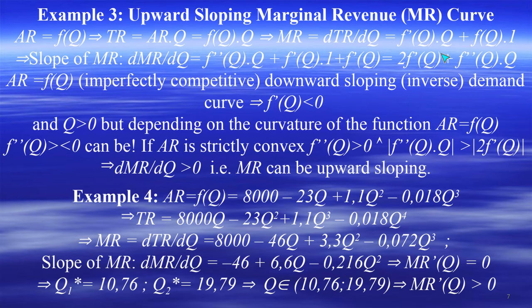But if the second derivative of f with respect to Q is zero, then it will be negative. The slope of the marginal revenue will be negative as well. This part is negative. If the second derivative is greater than zero, which is AR is strictly convex, we can have several cases as well.